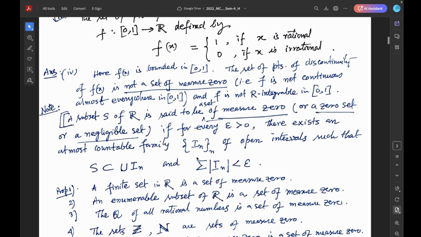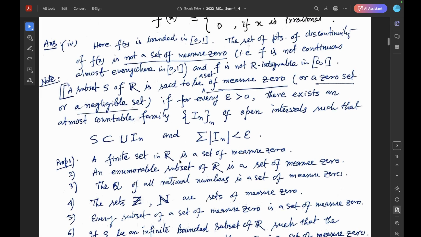Now, what is a set of measure 0? Note this: a subset S of the set of real numbers R is said to be a set of measure 0, or a zero set, or negligible set, or null set, if for every epsilon greater than 0 there exists an at most countable family, a sequence I_n, of open intervals such that S is a subset of the union of I_n and the summation of the lengths |I_n| is less than epsilon. Then this subset S is said to be a set of measure 0.